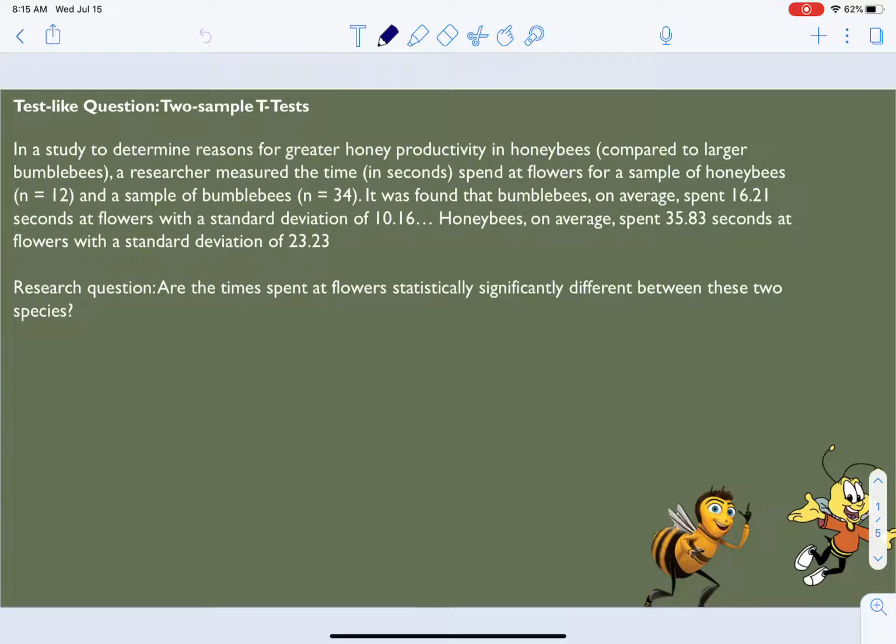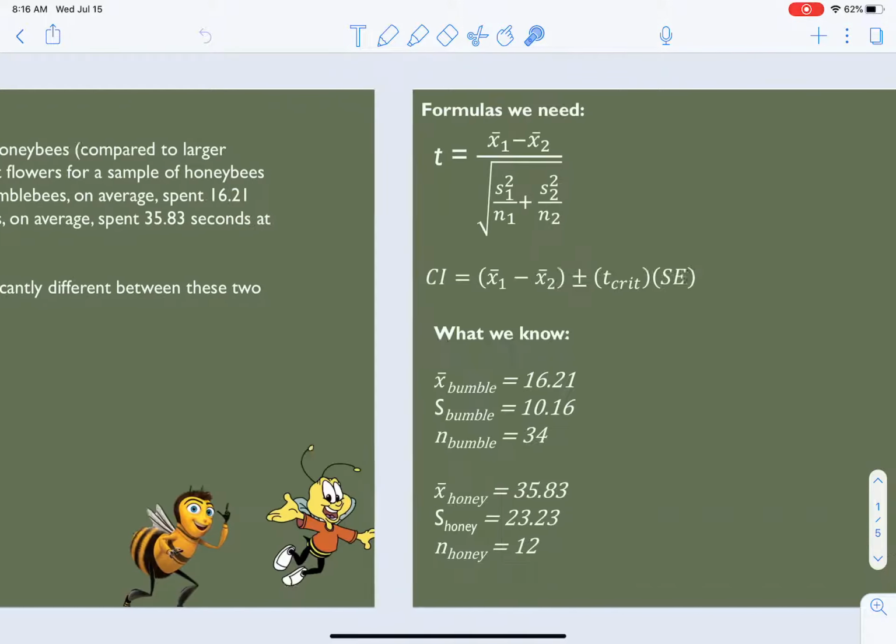So you can pause the video and read this yourself, but the long and short of it is we've got two different types of bees, and we want to figure out if the time they spend at flowers is statistically significantly different between the two species. So we have Berry Bee and the bee from Honey Nut Cheerios. Berry Bee is a bumblebee, and obviously the guy from Honey Nut Cheerios is a honeybee, so it only made sense. But we have all of the information here.